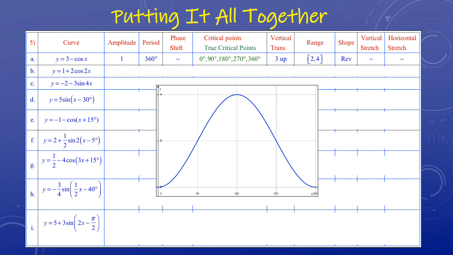Here is the verification. We won't verify every problem, but here is the process. We've set x min to 0, x max to 360, y min to 2, y max to 4. And when we graph the curve, we see one period of the cosine curve, and in this case, the cosine curve is reversed.